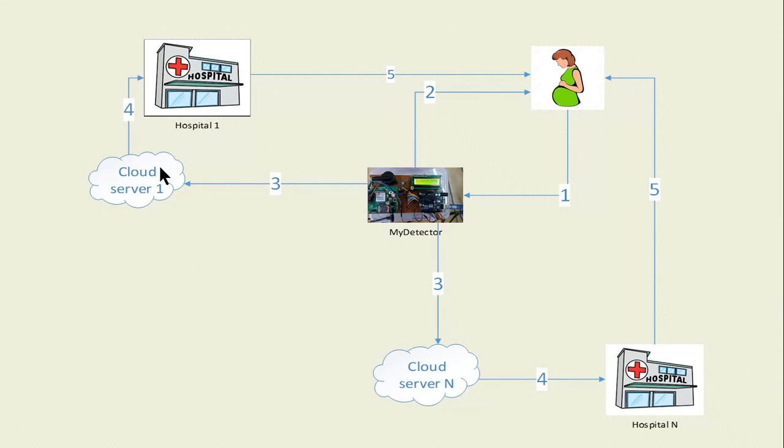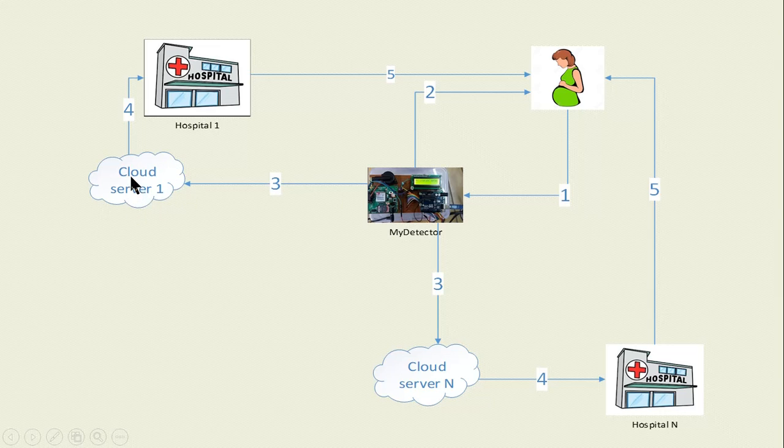Now, when the diagnosis results are abnormal, the first thing is a message will be sent to the pregnant woman advising her to go to the nearest hospital. Also, the doctor at this hospital will be alerted of the condition of the pregnant woman.